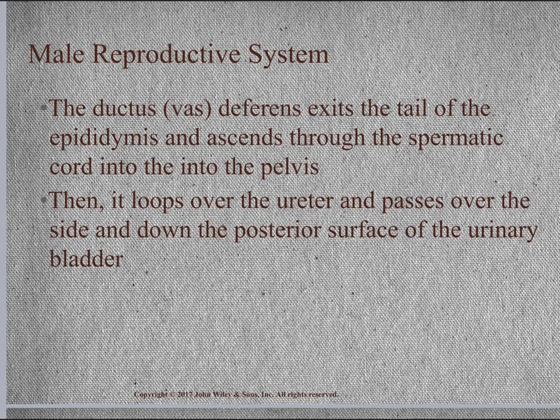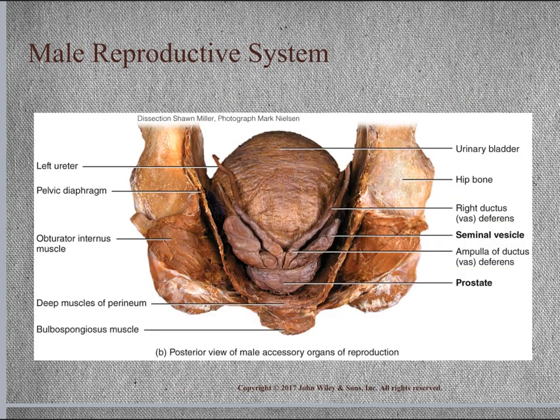So our vas deferens exits the tail of the epididymis and ascends through the spermatic cord into the pelvis. It loops over the ureter and passes over the side and down the posterior surface of the urinary bladder, as we just saw on the slide.